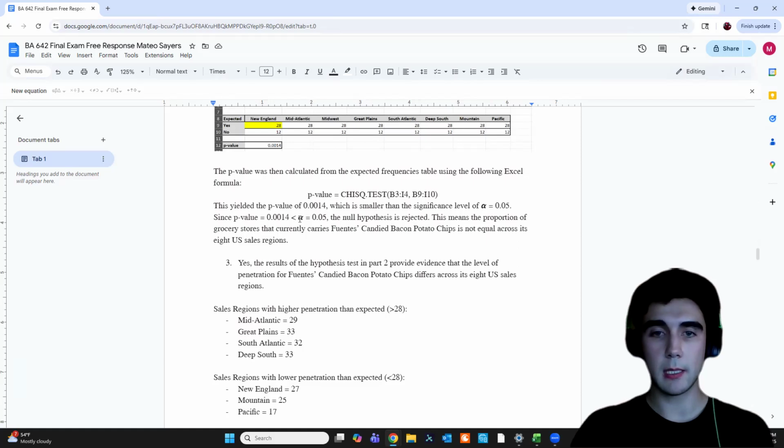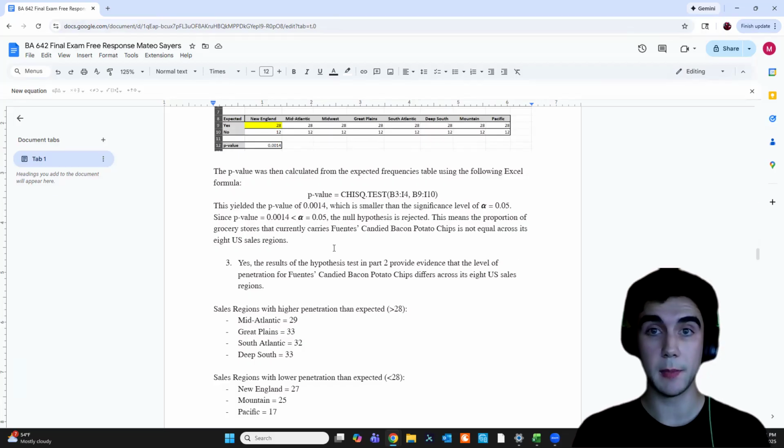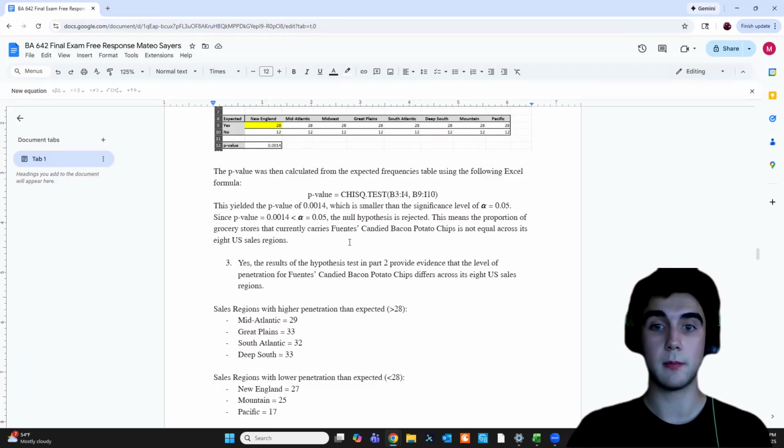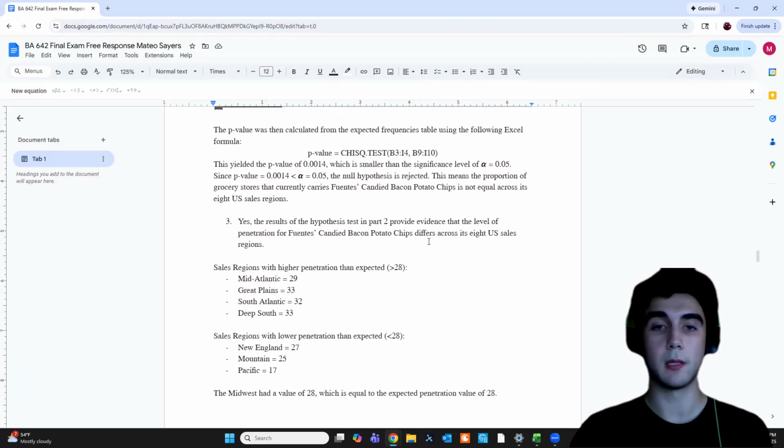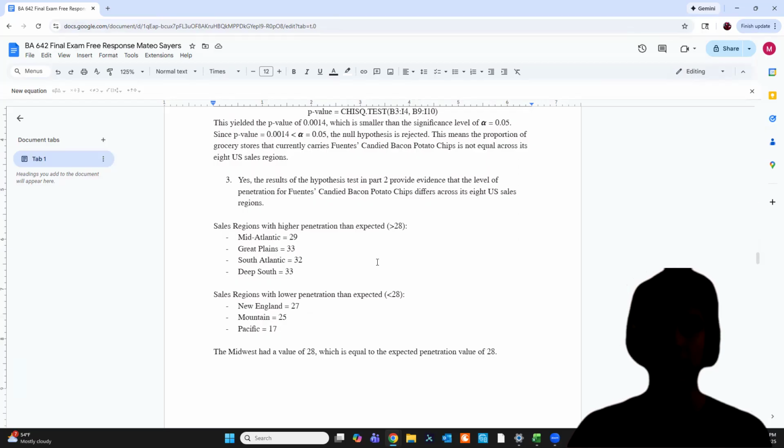For the chi-square test, the p-value was 0.0014, which is less than the alpha value of 0.05. So the null hypothesis is actually rejected here, and this means that the proportion of grocery stores that currently carries Fuentes' bacon potato chips is not equal. So they actually differ across the 8 different regions.